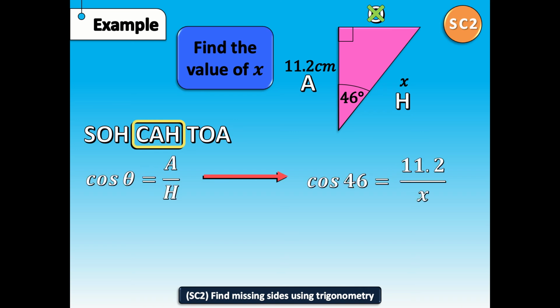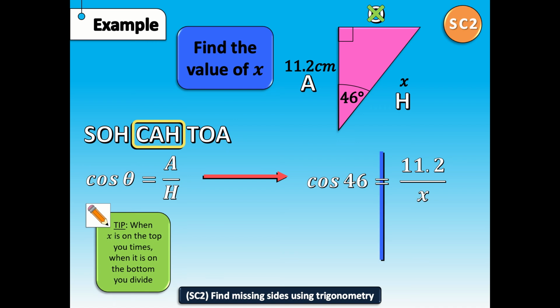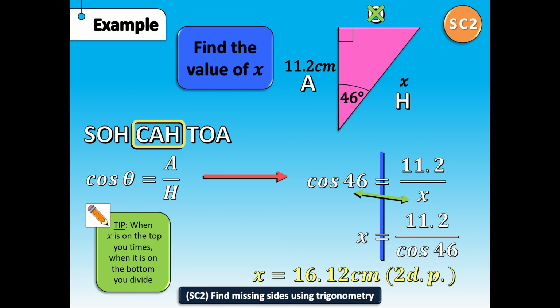So cos 46 equals 11.2 over x. Remember, it's A over H. Now, because x is on the bottom, what I need to do here is just swap around the cos 46 and the x. If x is on the bottom of the fraction, we can just swap those round. That means that x equals 11.2 divided by cos 46. So if we type that into our calculator, x equals 16.12 centimetres.